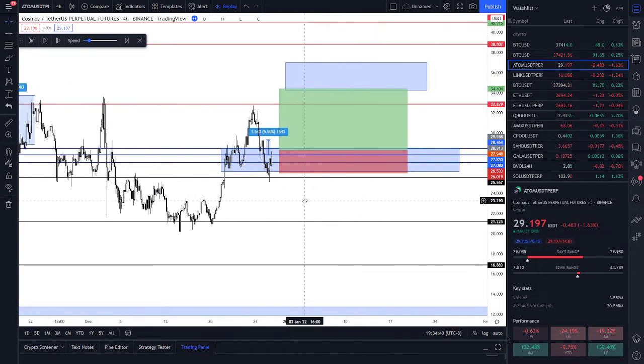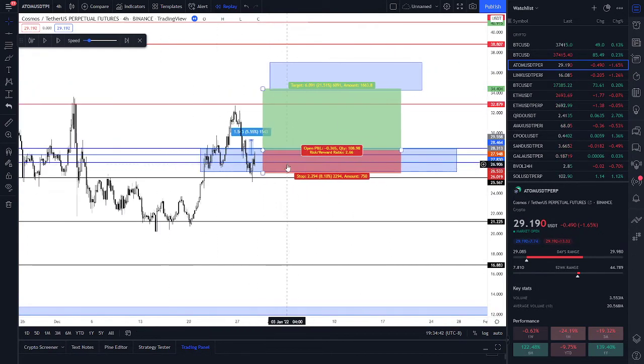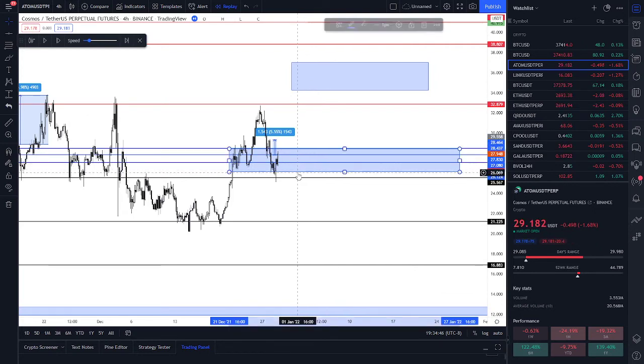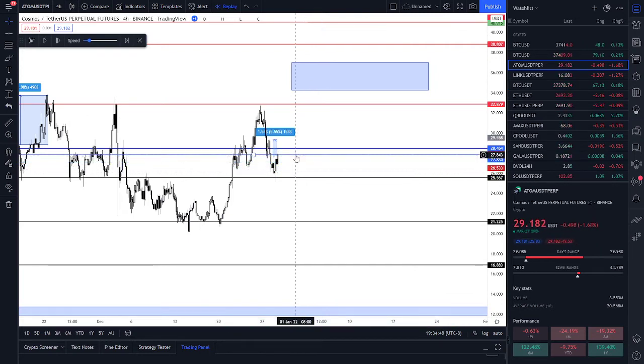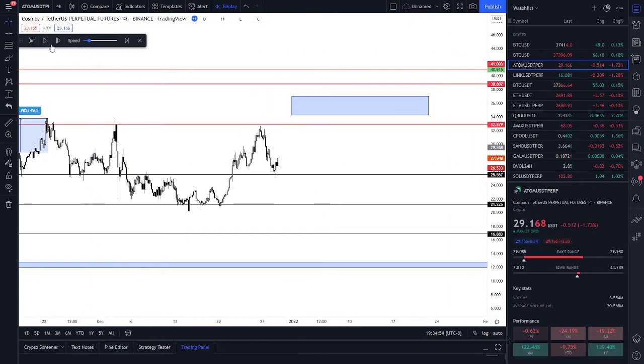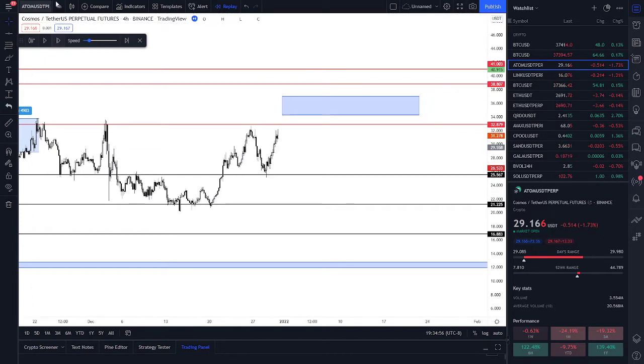That was our first stop, right? So let's remove that. This zone is no longer valid. It's been broken. Let's go to this one here. I'm going back on the daily.